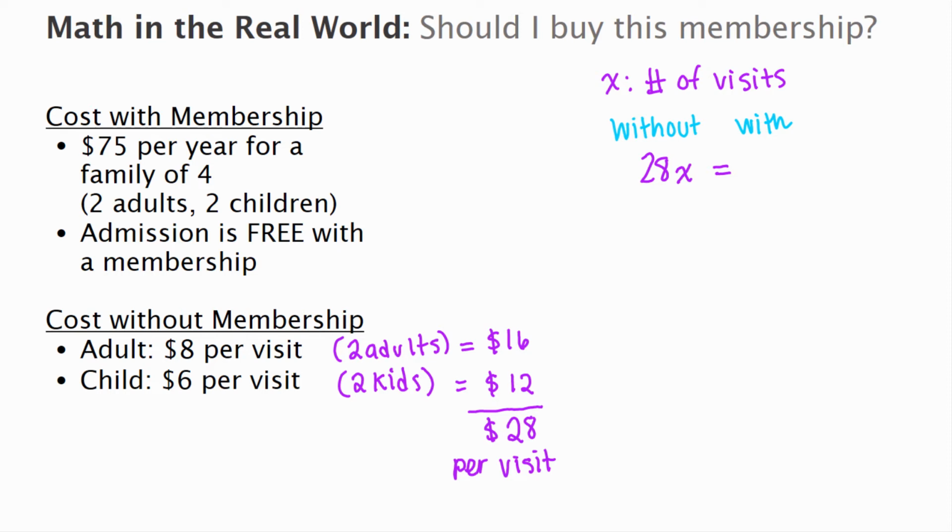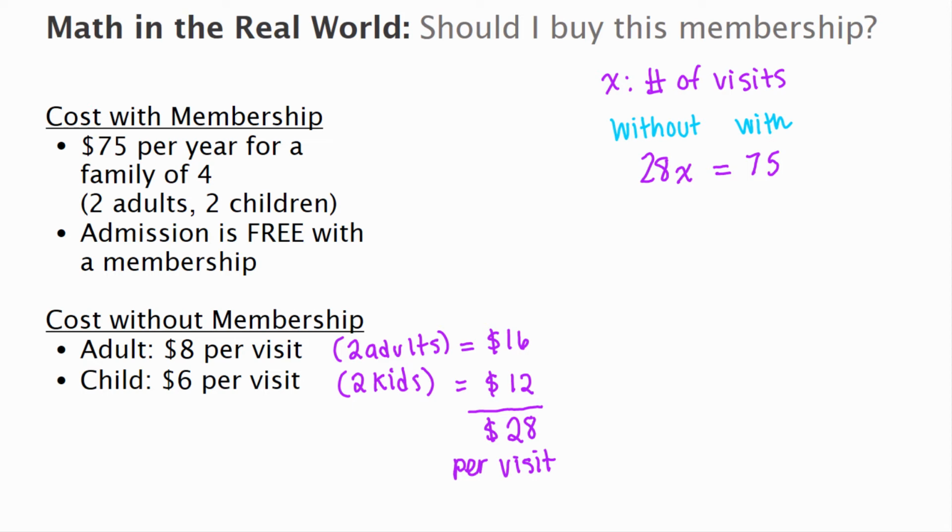Now on the other side of the equation, I have my cost with the membership. Now I'm just going to look at this 1 year at a time to make the problem simpler. It's $75 per year for a family of 4. So after that, you don't have a price per visit or a cost per visit because admission is free for each member. So on the right hand side of this equation, I'm just going to have a constant number. It's not going to have a variable with it because it has no dependence on the number of visits. So my equation is 28x equals 75.